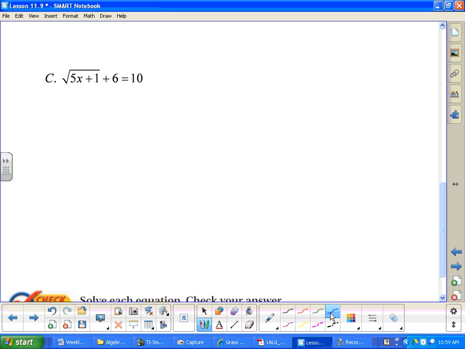Okay, so we look at this radical equation. Square root of 5x plus 1 plus 6 equals 10. Are there things on the same side as the radical that aren't under it? Yes, there is. There's a plus 6, right? So the first thing we have to do is get rid of that plus 6 and undo that adding 6 and subtract it.